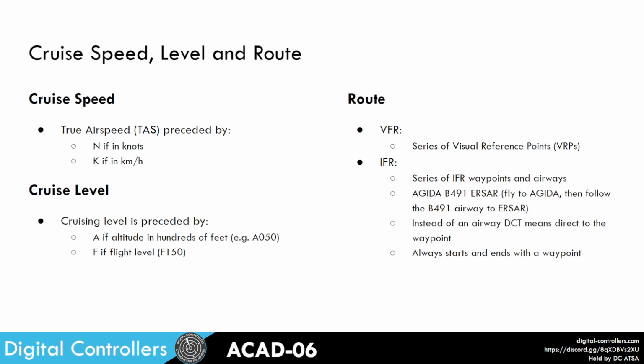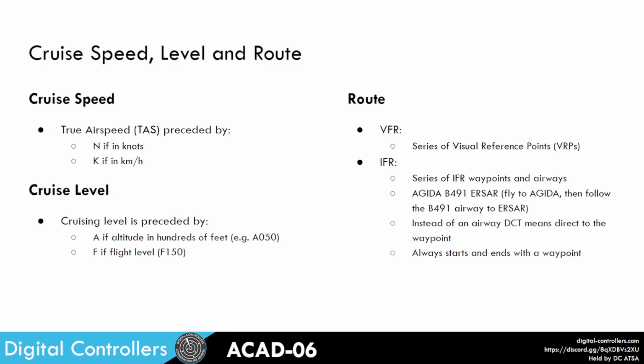Then we have the cruising level, which is preceded by the letter A if it's an altitude in hundreds of feet. So in this case, A050 indicates 5,000 feet, or F if it's in flight levels. In this case, flight level 150.